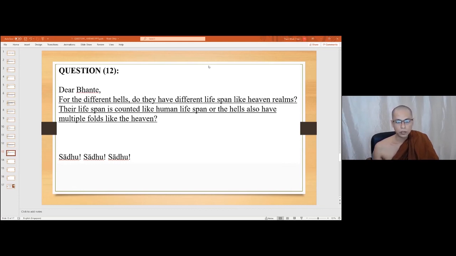So although they have different lifespans, like the heaven realms, the actual duration depends on the kamma. If one has already done enough kamma to complete the whole lifespan of the hell, then when that time is completed, maybe he will die and be reborn in exactly the same hell, or move on to another hell. If the kamma still remains to be in hell, they have the manifold lifespan, but the main cause is kamma.